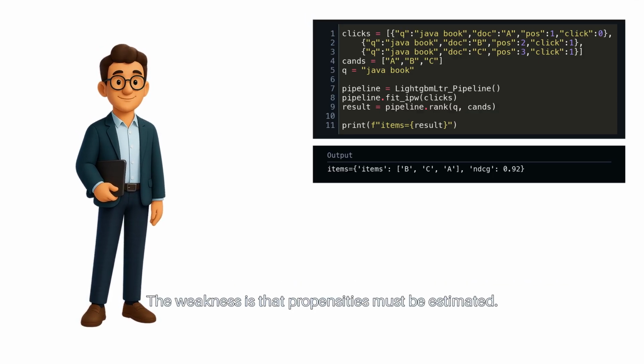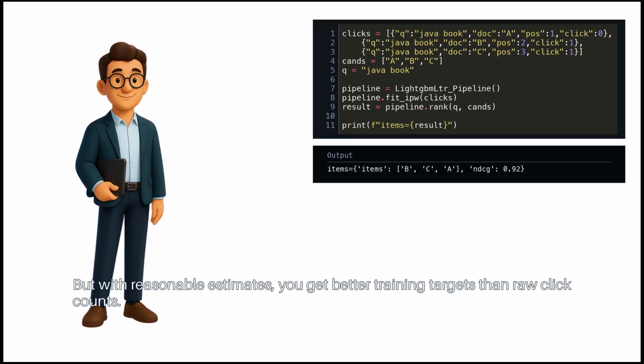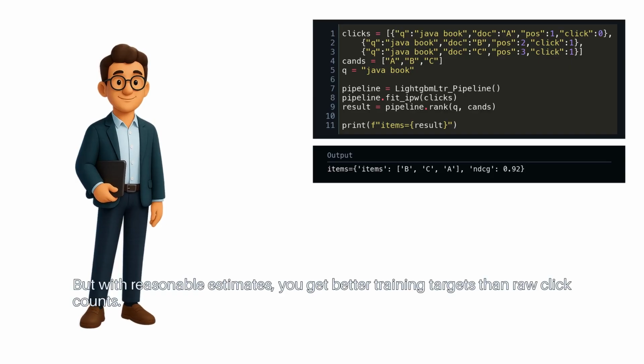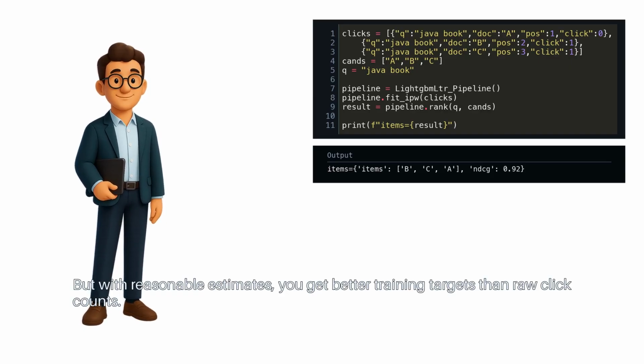The weakness is that propensities must be estimated. If they are wrong, the correction swings the wrong way. But with reasonable estimates, you get better training targets than raw click counts.